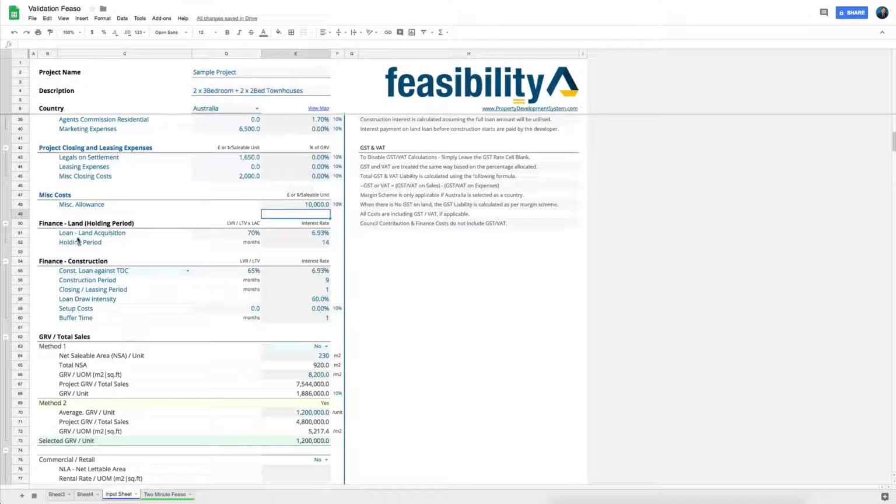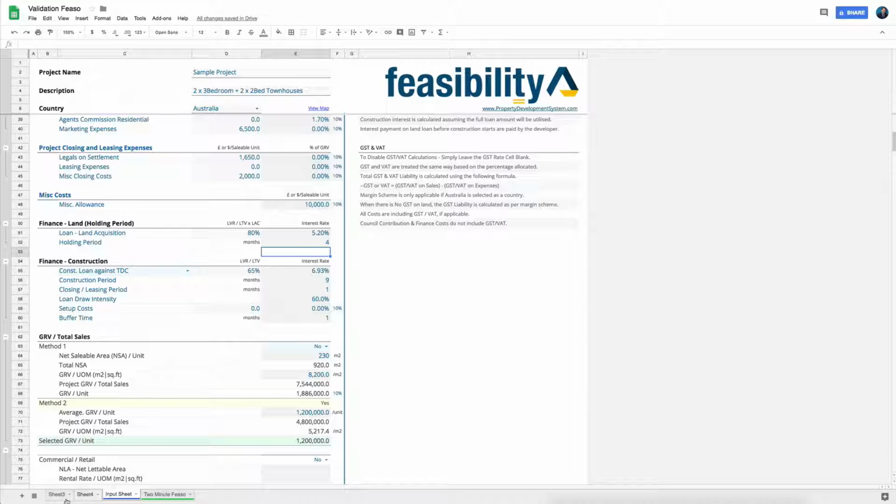Then we've got finance, land or land acquisition cost. I know that I can borrow 80%, and I can borrow that for 5.2%. And my holding period, because I've had a longer settlement, could be maybe just 4 months. That is the time that I settle on the block of land, that is, I have purchased it, the title's been transferred into my name, till the time that I've got to start construction.